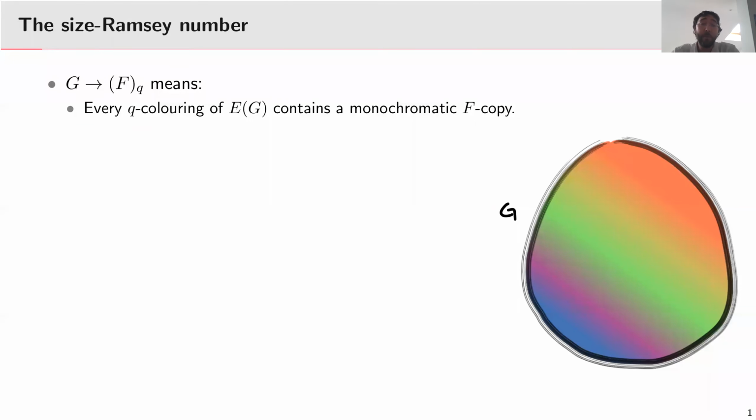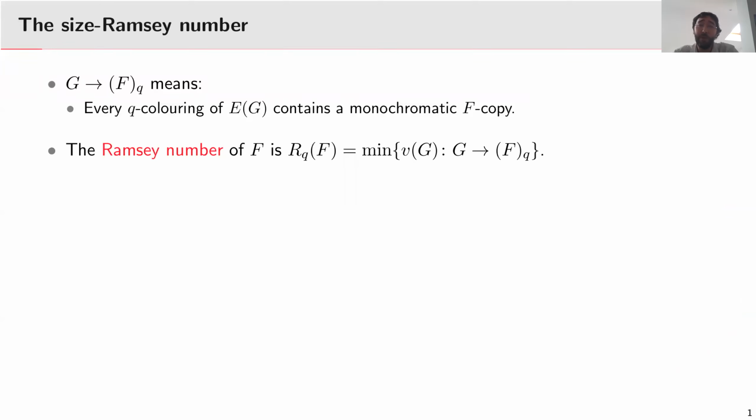Okay, so size-Ramsey number. I have a graph G, I have a graph F, and I will say G arrows F with a subscript Q if every Q coloring of the edges of G contains a monochromatic F copy. So here is my nice monochromatic purple F within my graph G. Okay, so the Ramsey number of a graph F is the minimum number of vertices of a graph G such that G arrows F_Q, and the size-Ramsey number is the same definition but the minimum number of edges instead of vertices. Okay, so these are two fairly classic definitions.